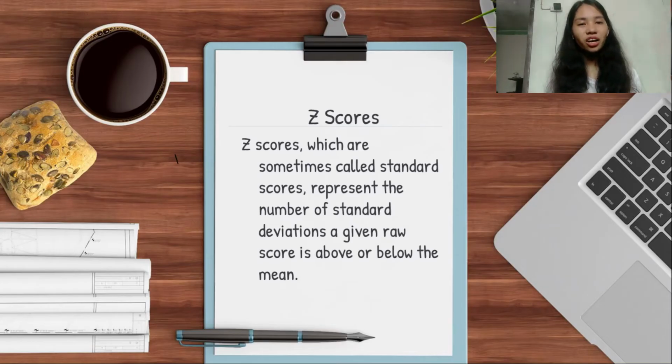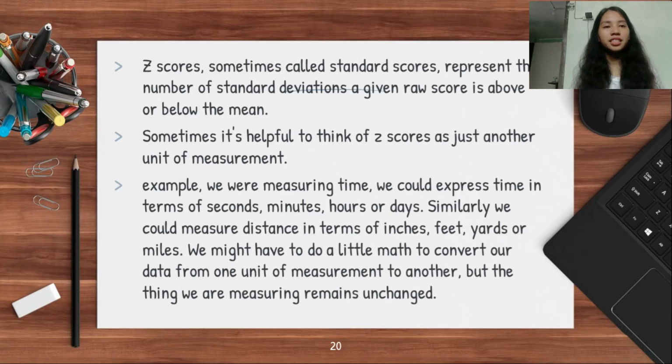Next, let's talk about z-scores. Z-scores, which are sometimes called standard scores, represent the number of standard deviations a given raw score is above or below the mean. Sometimes it's helpful to think of z-scores as just another unit of measurement.